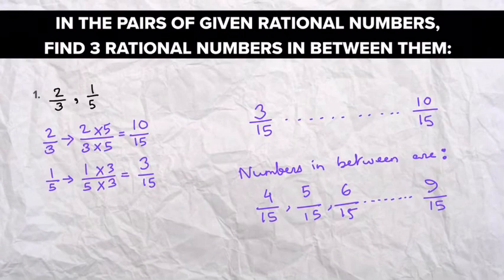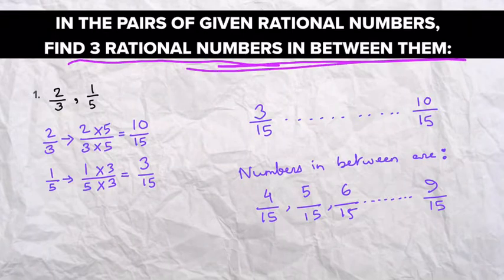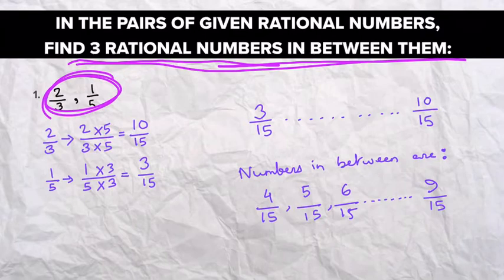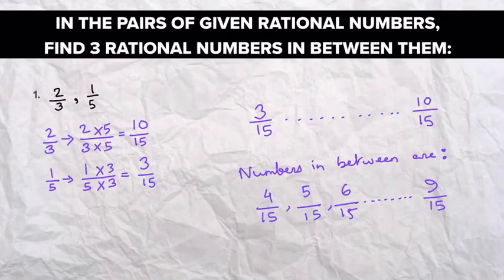Alright, so we have taken two rational numbers and you have to find three rational numbers in between them. ठीक है, ये दोनों रैशनल नंबर्स के बीच में तीन रैशनल नंबर्स हमें ढूंढना है. First we're going to make the denominators same, so we're going to multiply 5 with 2 and 3. तो अपना ये स्टेप आ गया.